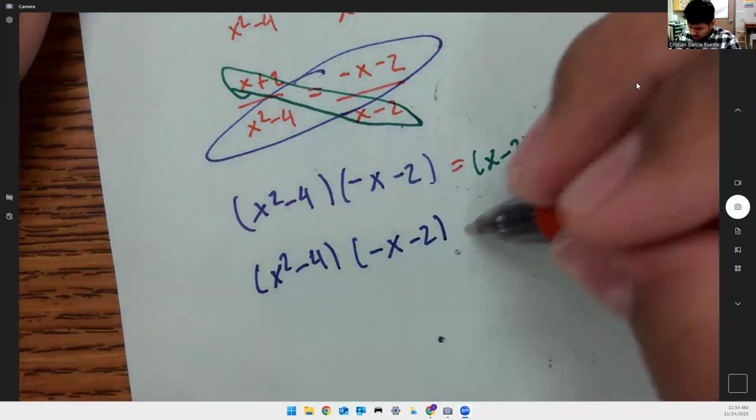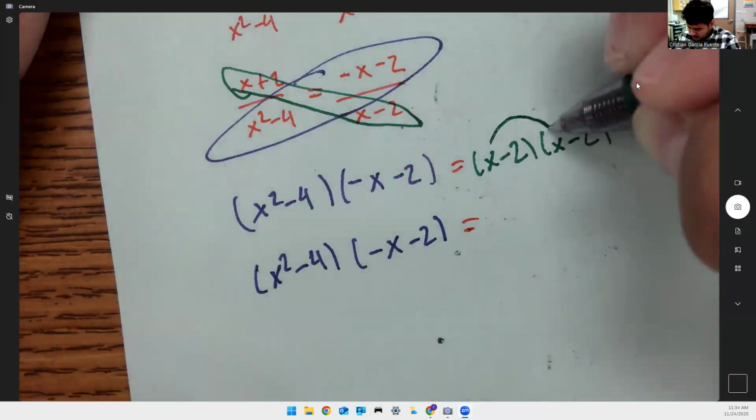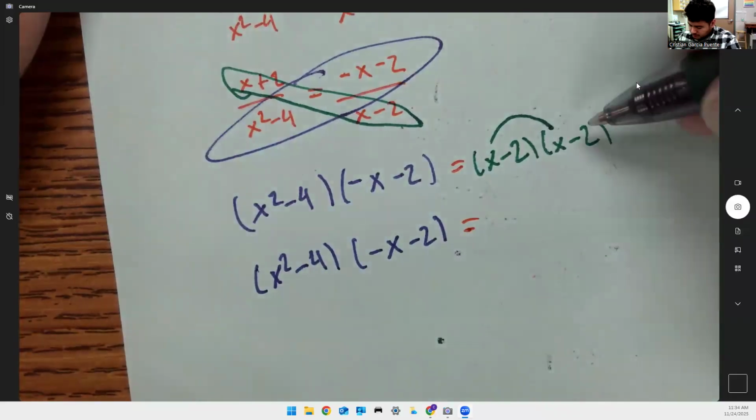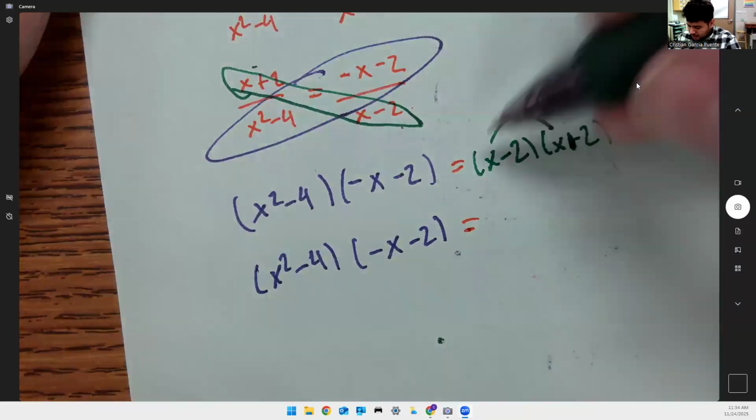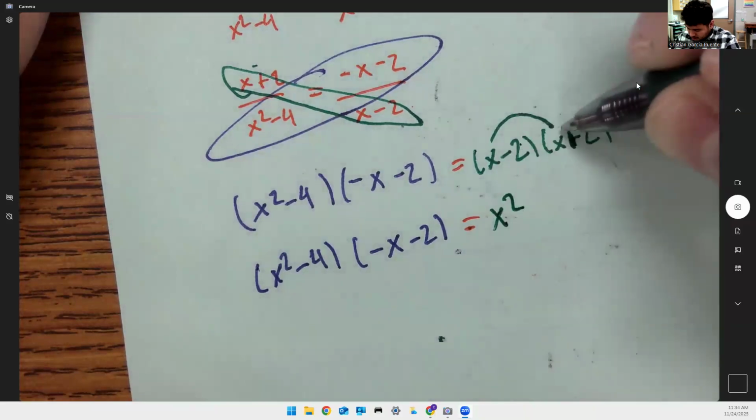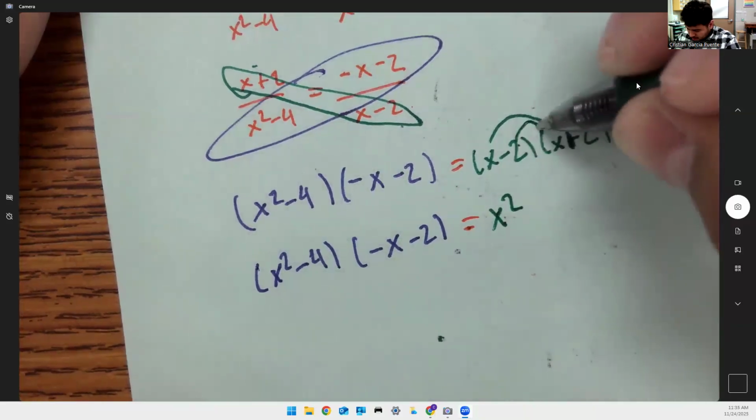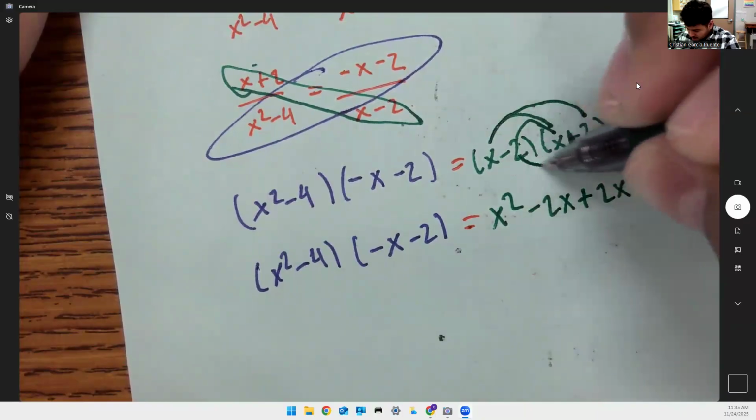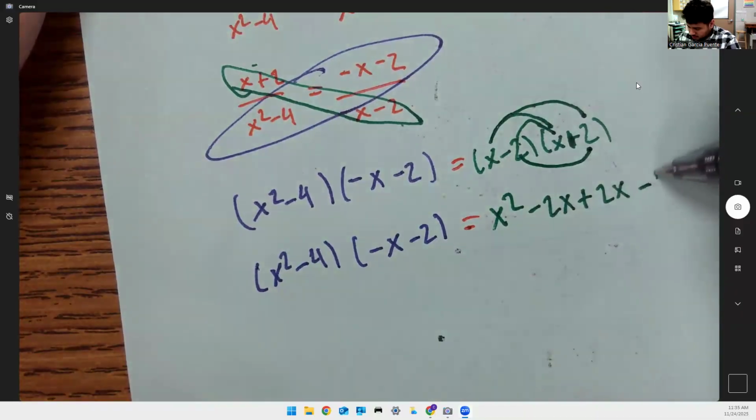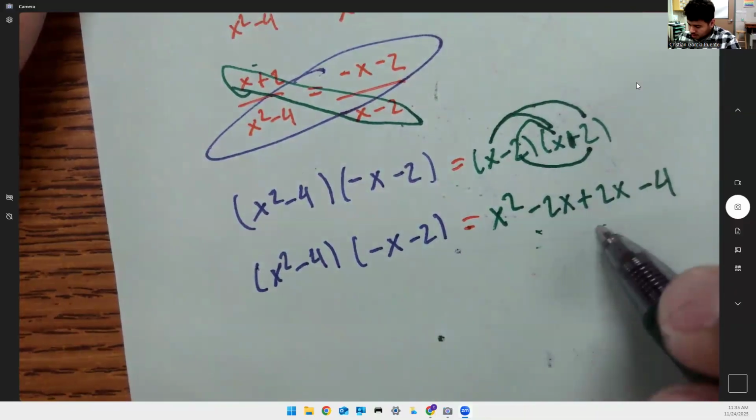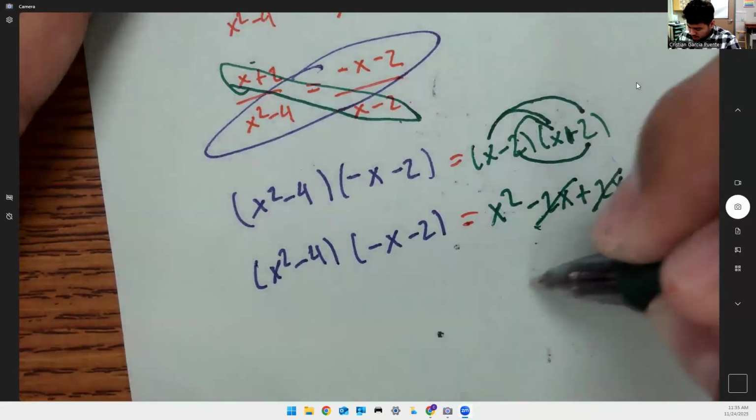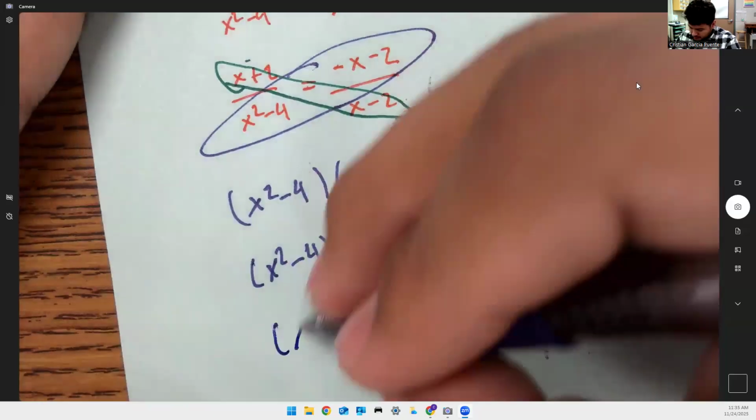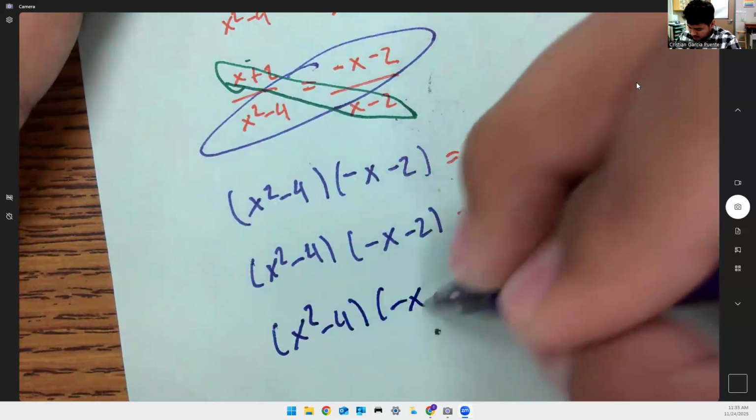And that's going to equal, on this right side, what's x times x? Actually, you're going to have to distribute the right side. I just realized, oh no, this is a plus 2. That's why I made a mistake. All right, what's x times x? That's x squared. Negative 2 times x is negative 2x. X times positive 2 is positive 2x. And negative 2 times positive 2 is negative 4. You see how these negative 2x and positive 2x just cancel. So on the right, you'll be left with x squared minus 4. Over here, you have x squared minus 4 again, and negative x minus 2.